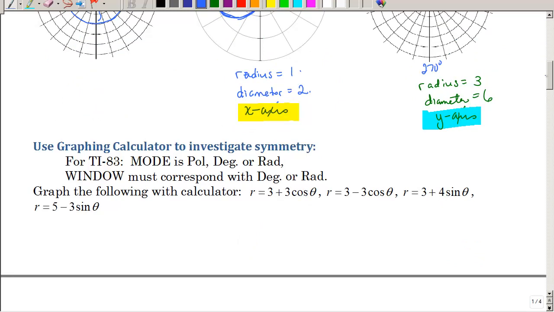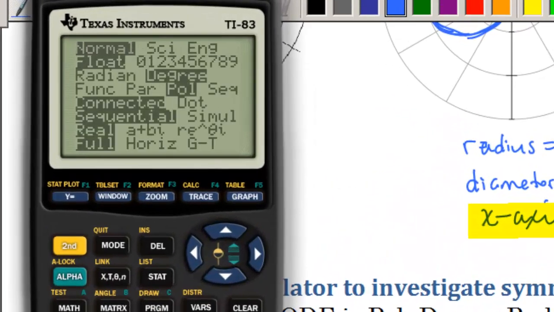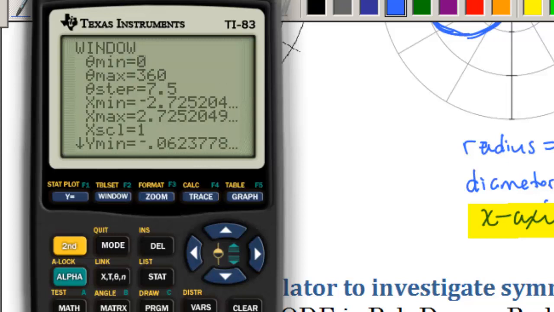Now we are going to get out our calculator and just do some investigating. So you want to make sure that when you go to your mode, that's in degree mode, and then polar mode, right there, P-O-L. And since we're in degree mode, our window, let's go to window, the min and max need to be from at least 0 to 360, because again we're in degrees. This is just the default on the calculator. They go every 7.5, means it's going to plot a point every 7.5 degrees. And you can always go to just zoom option 6 and you would get that correct window.